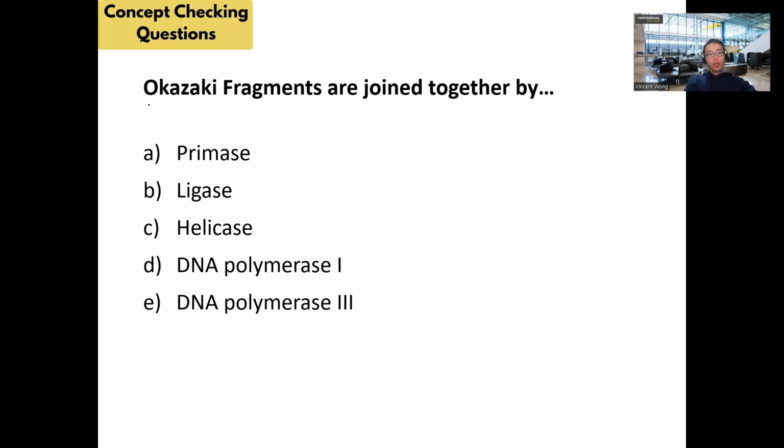Okay, so to join the Okazaki fragments together, we're going to need the ligase. Ligase is the one that connects them together. Let's do another one.